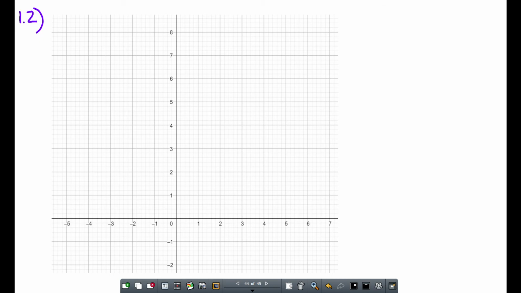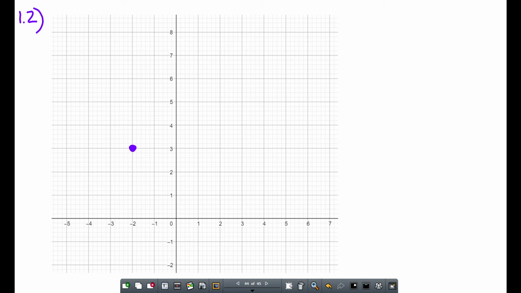1.2 says the points with coordinates -2 and 3 lie on a straight line. Plot the points and draw the line. So let's quickly plot these points. Where x is -2 and y is 3. X is -2 and y is 3. So that should be over here. Do you guys see that?